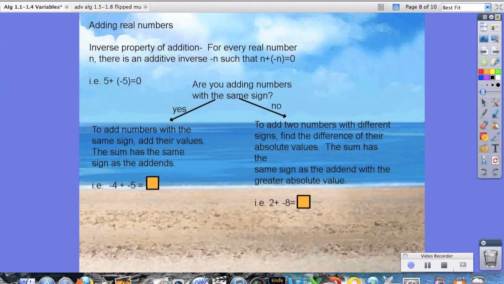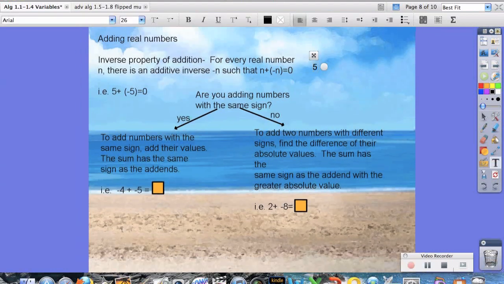Lastly, we have adding real numbers. In adding real numbers, we want to look at it as the inverse property of addition. It says that for every real number n, there is an additive inverse, negative n, such that n plus negative n equals 0. In English, that means if there's any number, say 5, there's another number that you can add to it so that it'll be 0, which is the inverse or the opposite of that number. The opposite of 5 is negative 5, and that property means you can add the opposite sign of that number and you'll get 0.